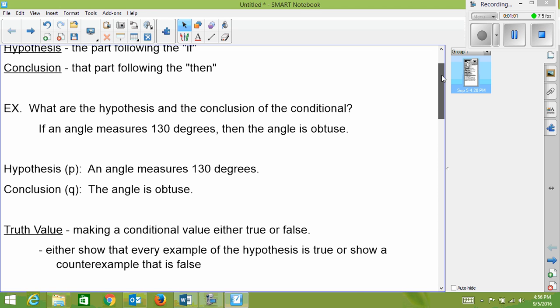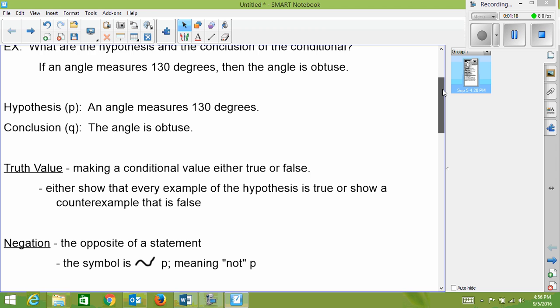Truth value means making a conditional either true or false. So you have to either show that every example of your hypothesis is true, or you have to show a counterexample that is false. Depending on which way you're trying to prove the conditional, that's what you have to prove.